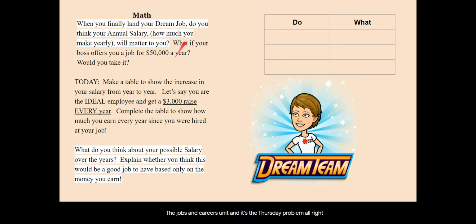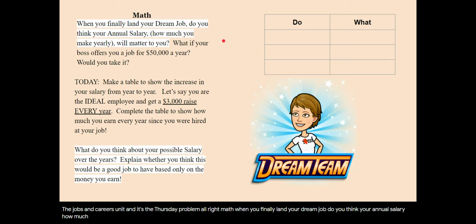All right, math. When you finally land your dream job, do you think your annual salary, how much you make yearly, will matter to you? What if your boss offers you a job for $50,000 a year? Would you take it? Today, make a table to show the increase in your salary from year to year.